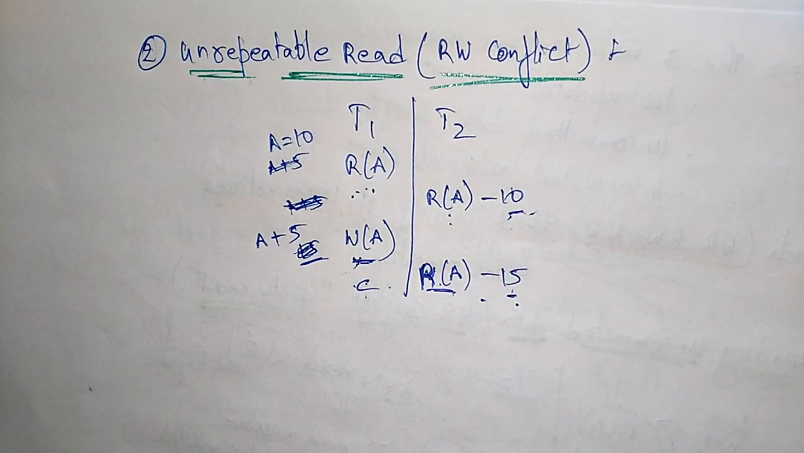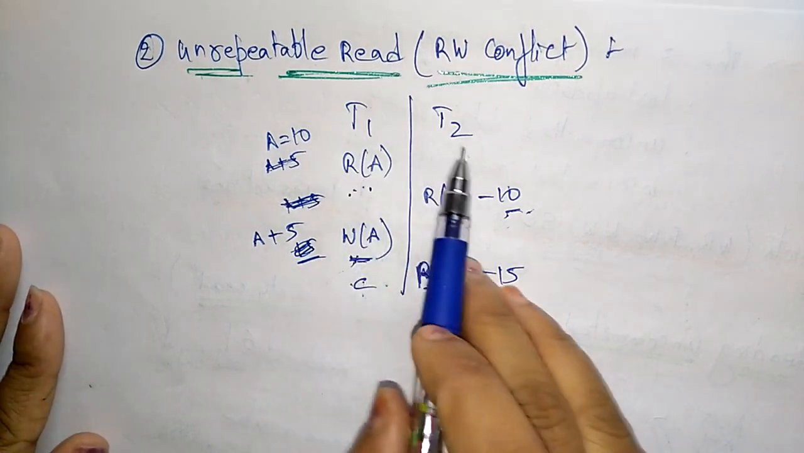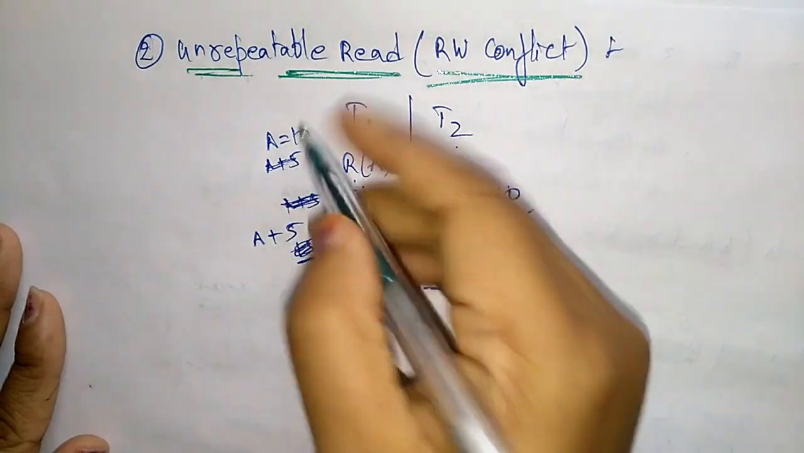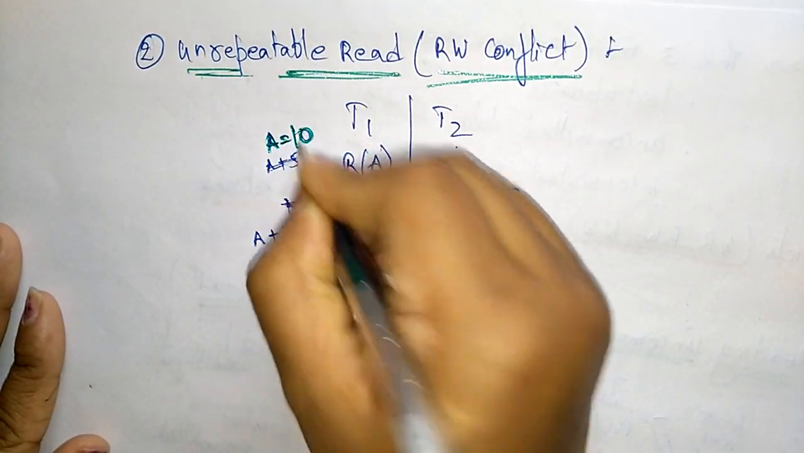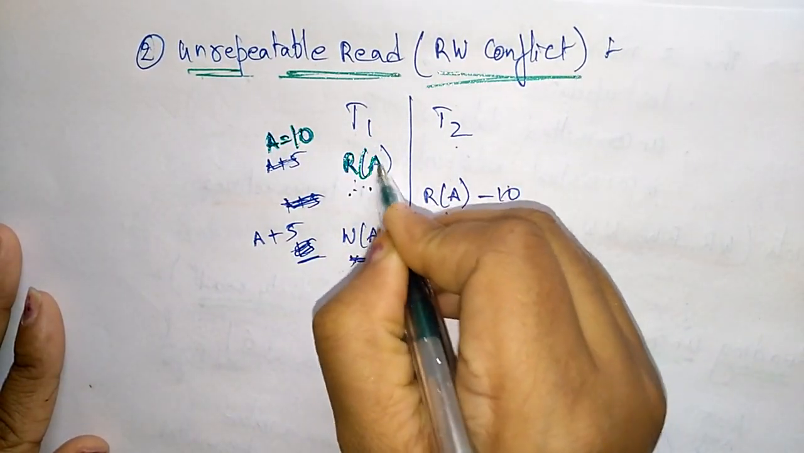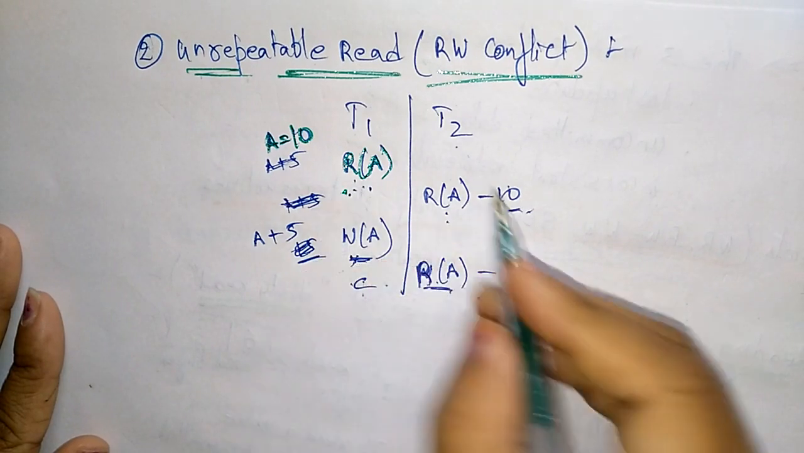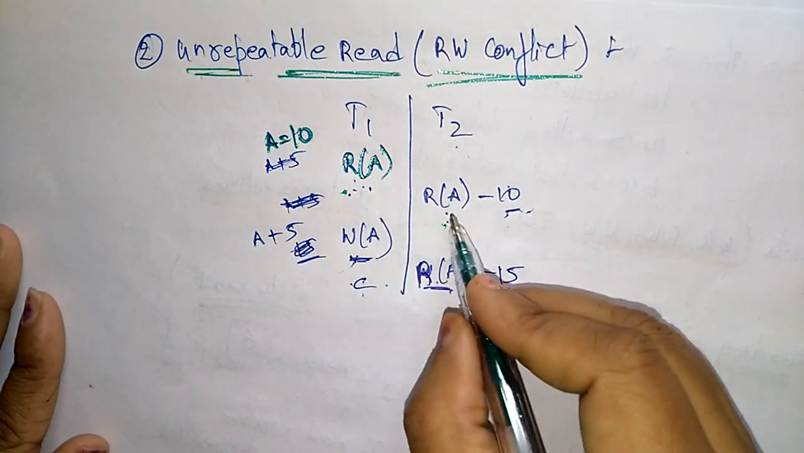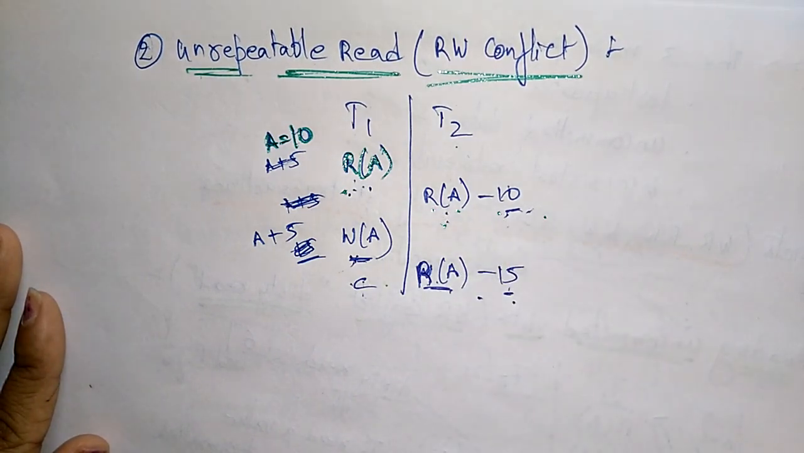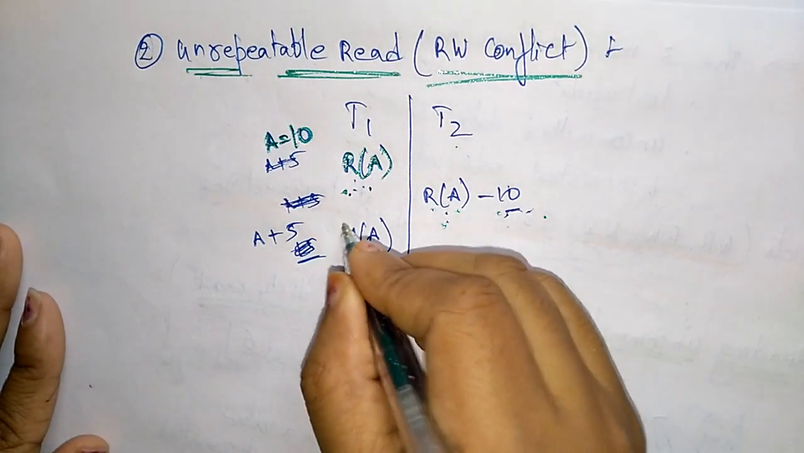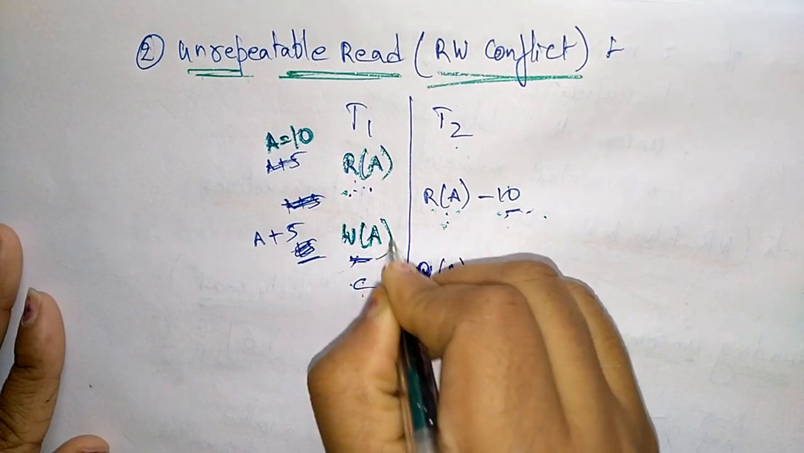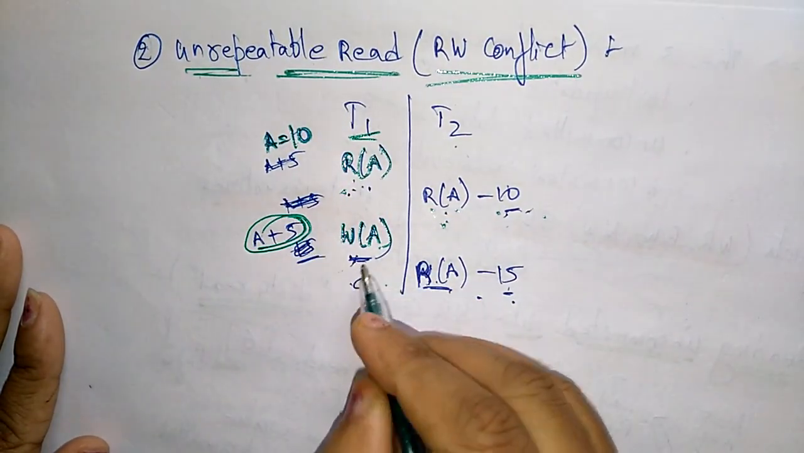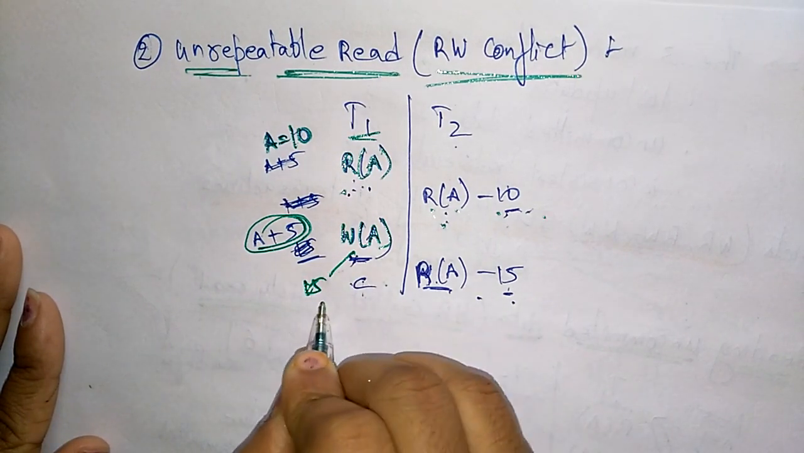Let us see again. This is the T1 transaction and this is the T2 transaction. First it reads the value of A, that is A equal to 10. After that, T2 is also reading the same value, because nothing was written. So read A, the same value is 10. After that T1 is writing A after updating, A plus 5. Now the value here is 15.